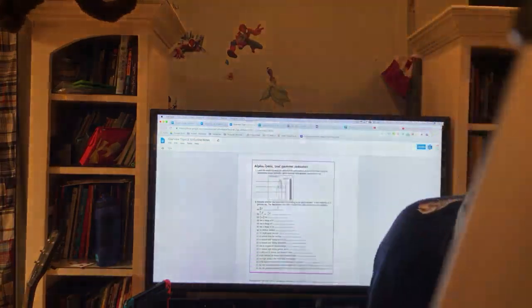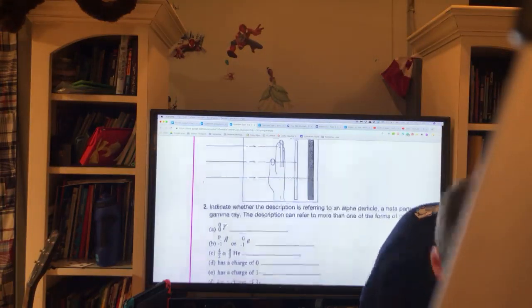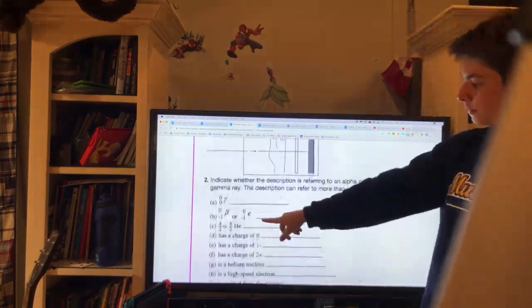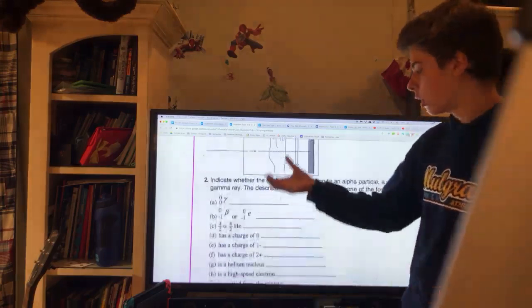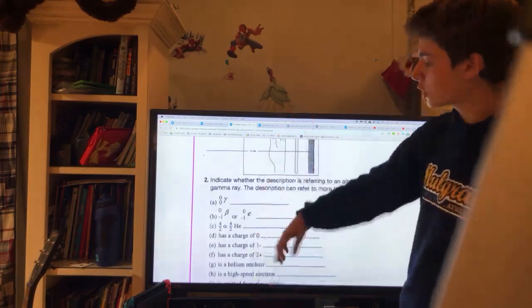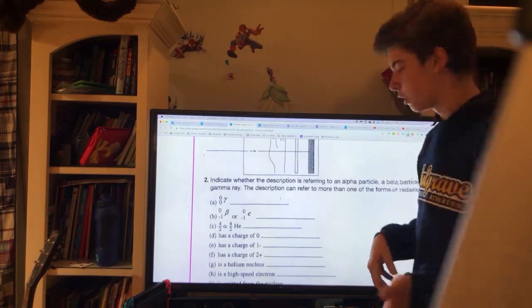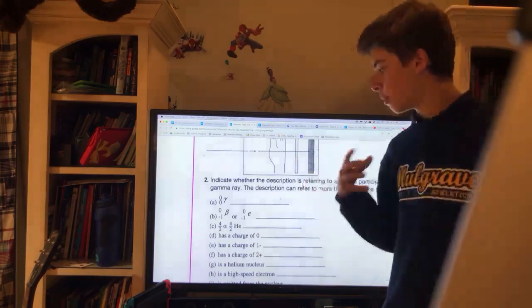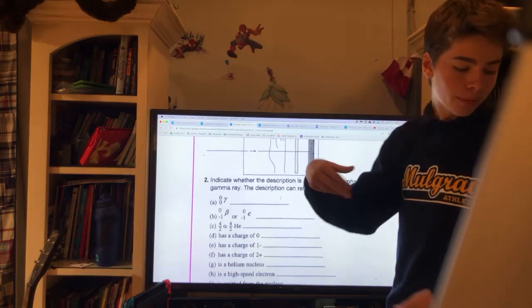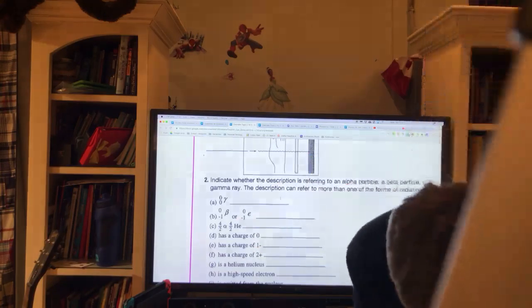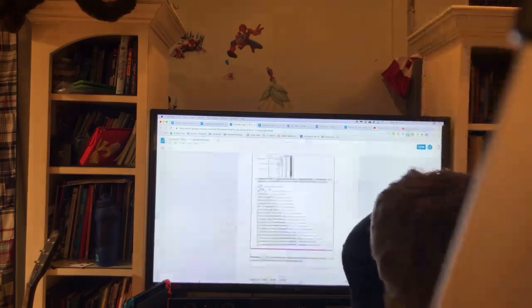So if you look closely here, the number at the bottom, depending on which number is bigger, the smaller number is the amount of protons, the bigger number is the total mass. So if you want to find the neutrons of a specific element, you just minus the proton number from the mass. That will give you the neutrons. Easy, done. Move on to the next question.